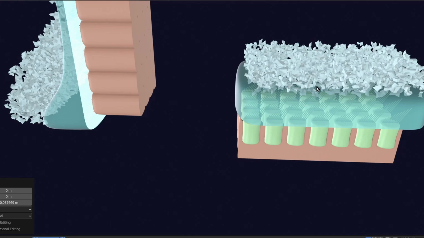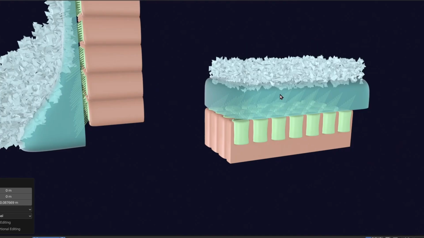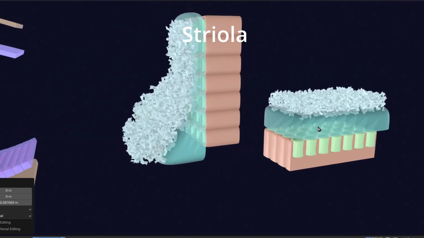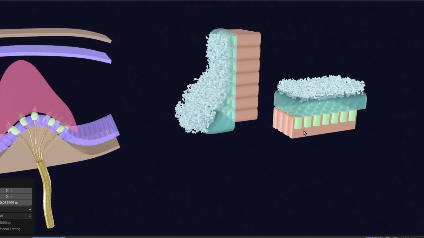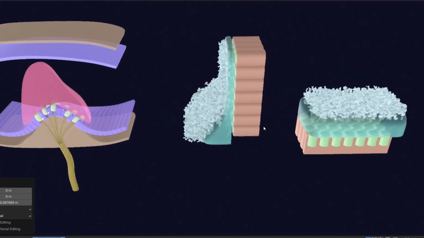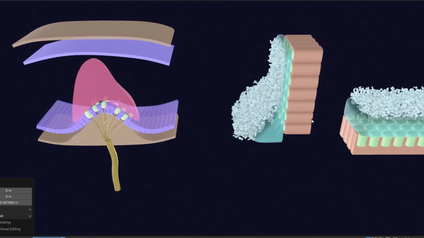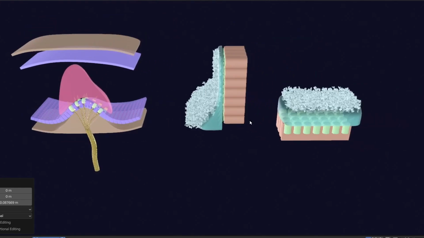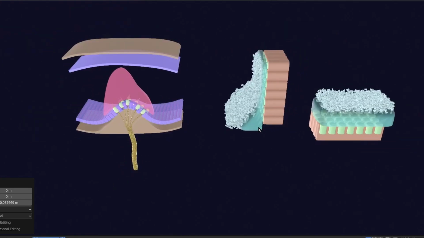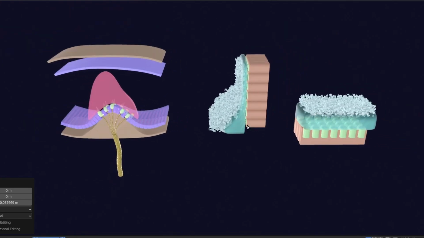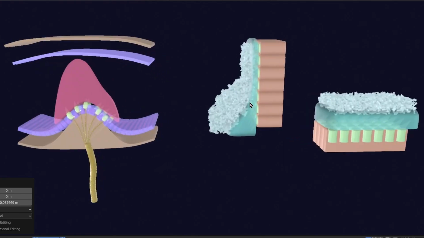There are many different mechanisms, but let's not go into detail. There is another concept called striola, but let's not go into striola. Due to the orientation of hair cells along the striola, it can also sense the exact position of the head. So due to the presence of otoconia, the effect of gravity and the static position can be sensed by the macula.